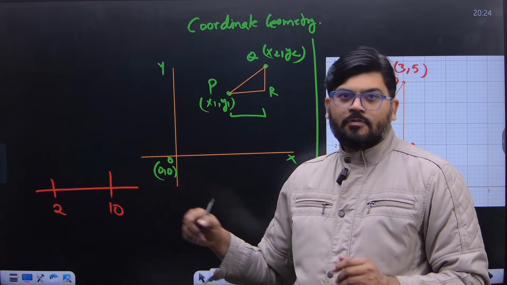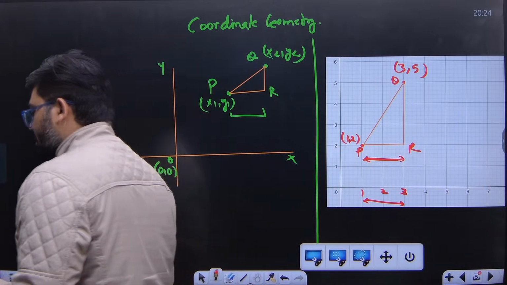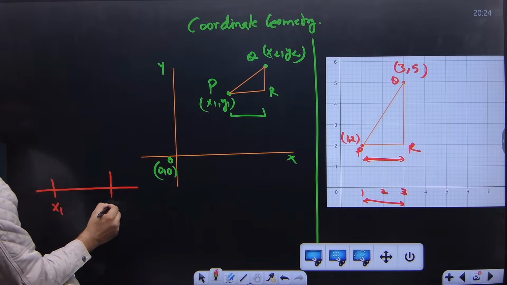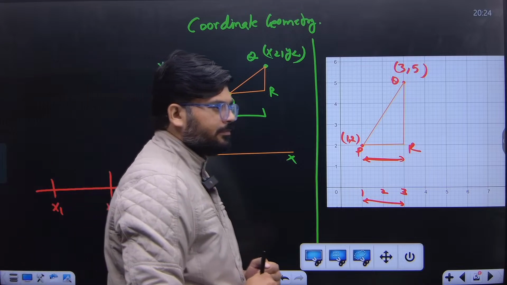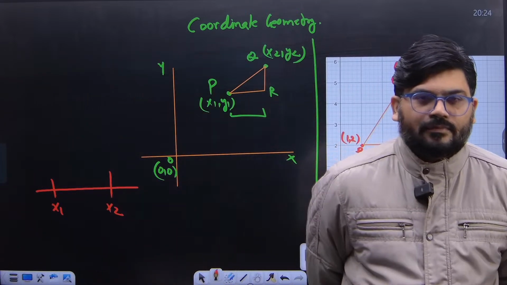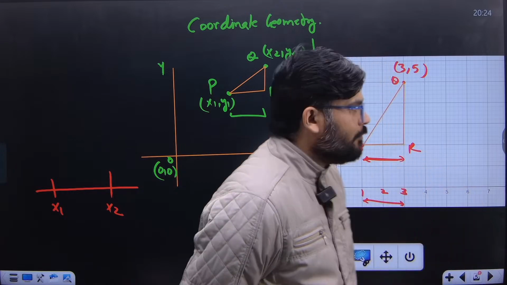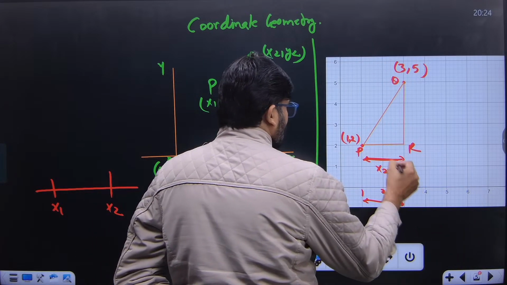From 2 to 10, how much have you moved? 8 units. Okay. So you know the calculations of mathematics. Now if I say that this is x1, this is x2, can you tell me how much you have moved? x2 minus x1. Wonderful. So this distance is going to be x2 minus x1. Are you getting it?